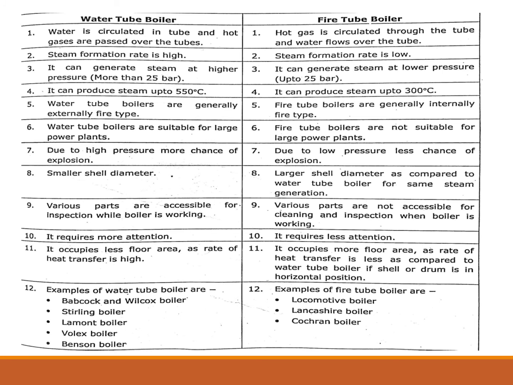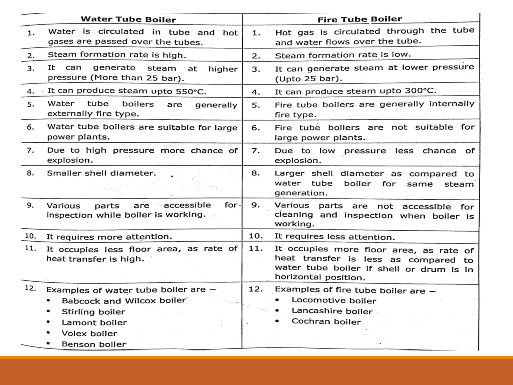In water tube boilers, due to the high pressure, there are more chances of explosion. In fire tube boiler, due to low pressure, there are less chances of explosion. Water tube boiler has smaller shell diameter. Fire tube boiler has large shell diameter as compared to water tube boiler for the same steam generation. In water tube boiler, various parts are accessible for inspection while the boiler is working. In fire tube boiler, various parts are not accessible for cleaning and inspection when the boiler is working.